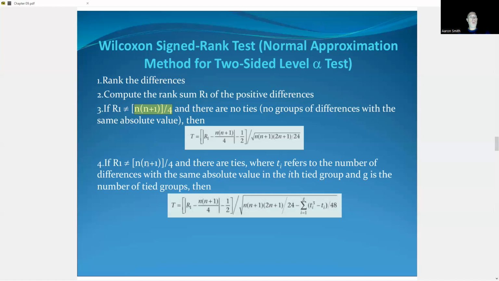So what's going on with this? This R1 is going to be the value I get. Here is my expected value. Here is an adjustment for using the normal approximation. And here I'm dividing by the standard deviation. And so this works out. This is when there are no ties. This is a more advanced one for when there are ties.